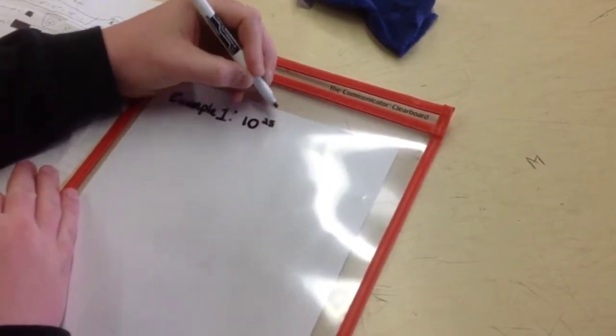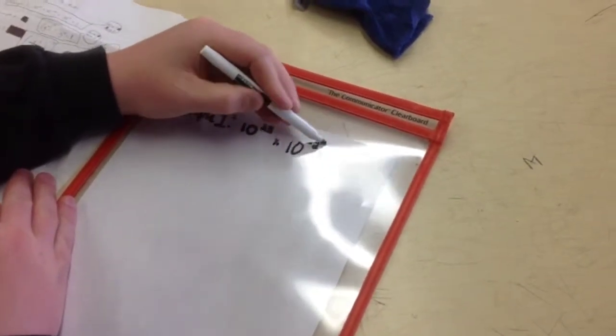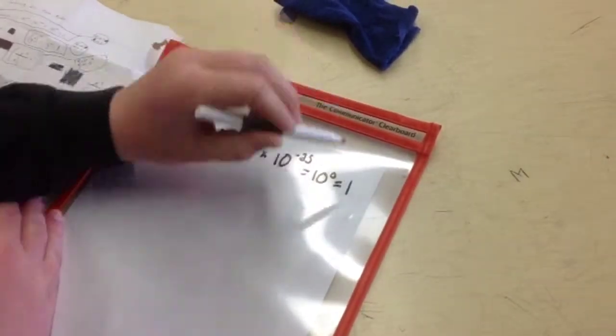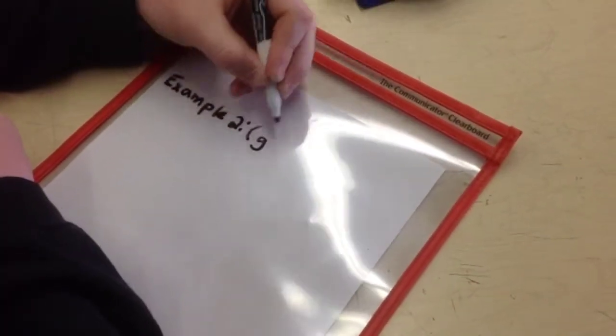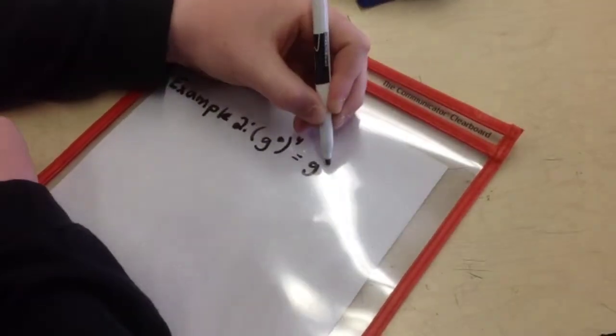The first step to example 1 is to use Rule 1. Add the exponents. Then, use Rule 3, and if your exponent is 0, your answer should be 1. For example 2, your first step would be to use Rule 5. Your second step would be to use Rule 3.